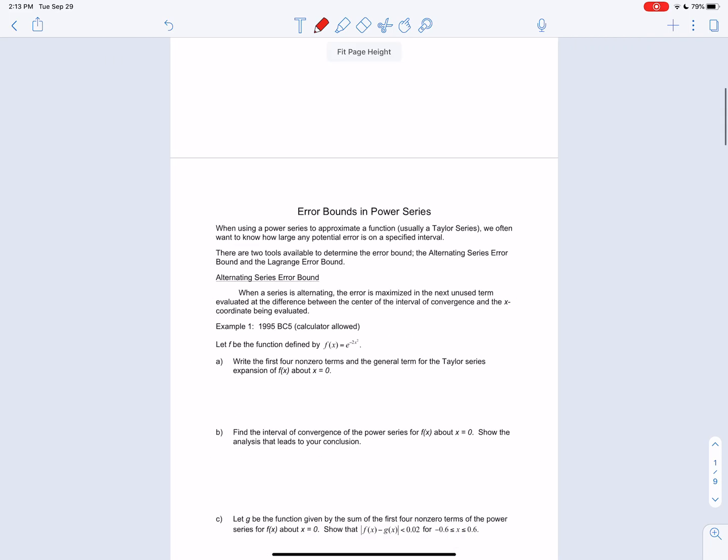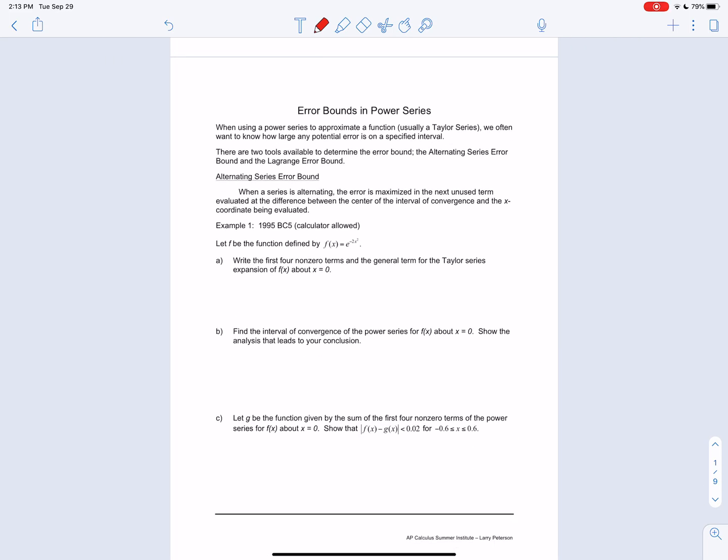Here, you should have received a text from me by now to download this worksheet. I don't want you to write everything down, so please just print it out and then write over it, okay? Because there's a lot of verbiage here.